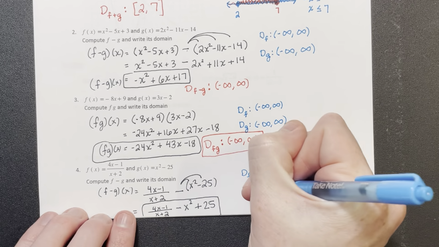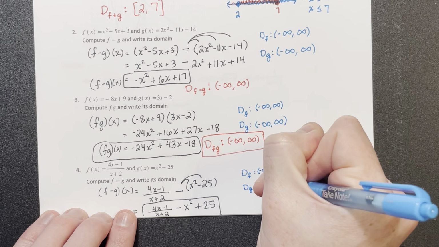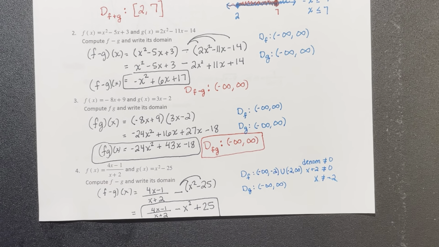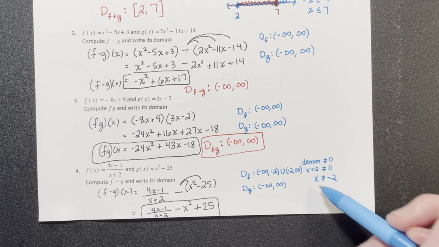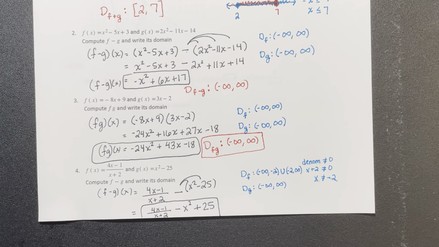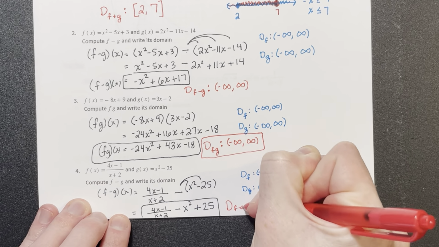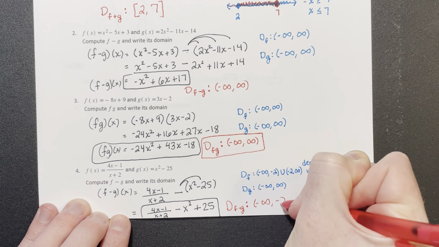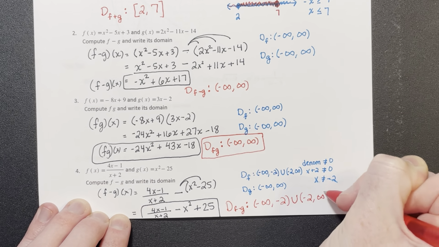The domain of g is all real numbers because it's a quadratic. So it's saying any value we want. So the overlap of those is saying we're still going to take out negative 2. We can't include it. So the domain of f minus g here is negative infinity to negative 2, union negative 2 to infinity.